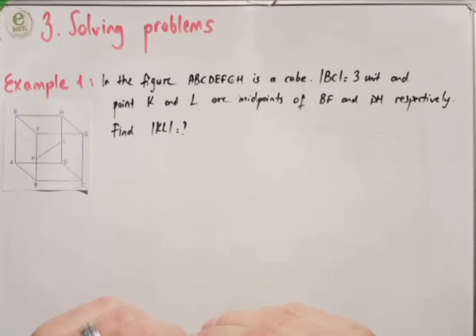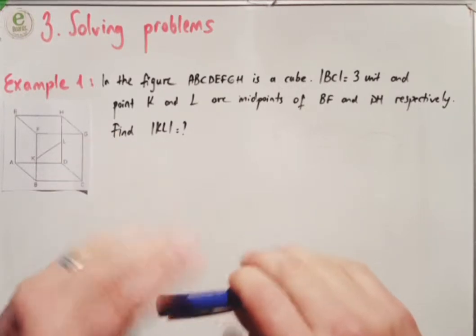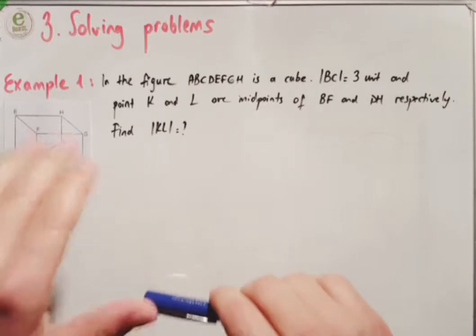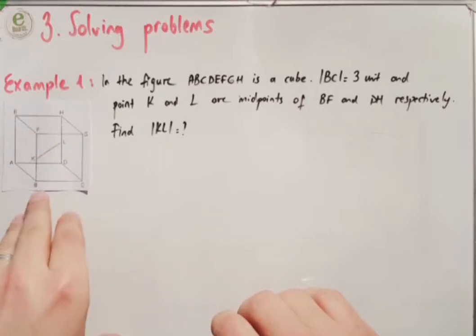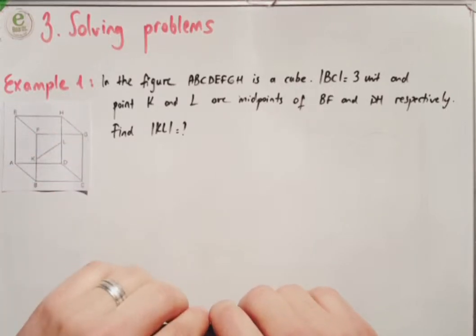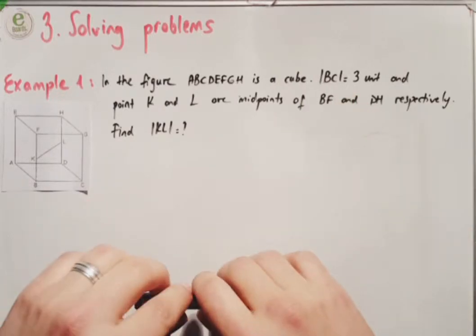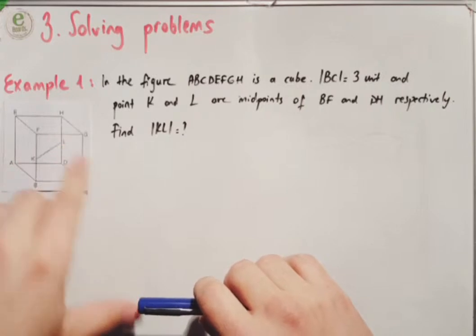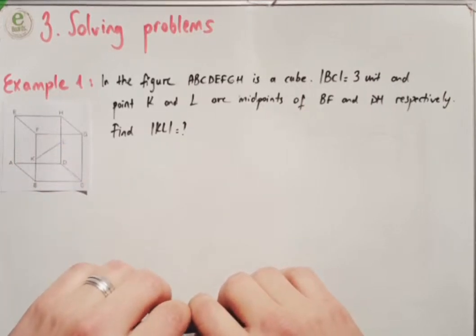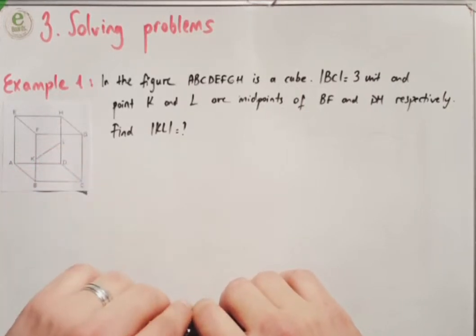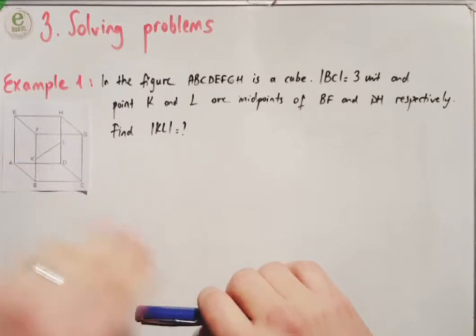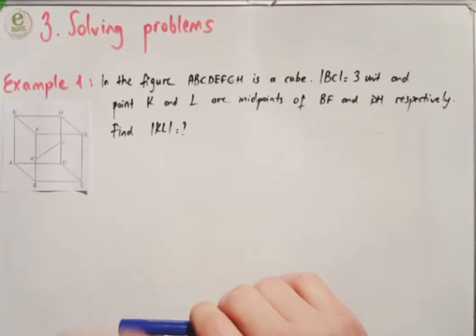Now it's time to put our knowledge into practice. We are going to solve some problems together. For the first example, in the figure, ABCDEFGH is a cube. The length of side BC is 3 units and points K and L are midpoints of sides BF and DH respectively. So all we need to do is find the length of KL.